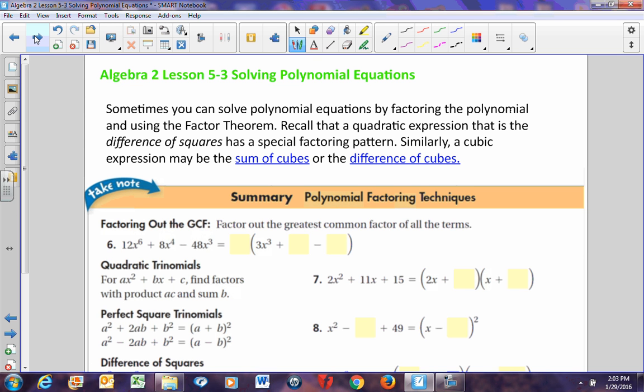Now, here's a summary of some polynomial factoring techniques. The first thing you need to pay attention to is you need to factor out the greatest common factor. That's always what you look for first. Every single time you have a problem, see if there's a GCF. If there is, take it out.